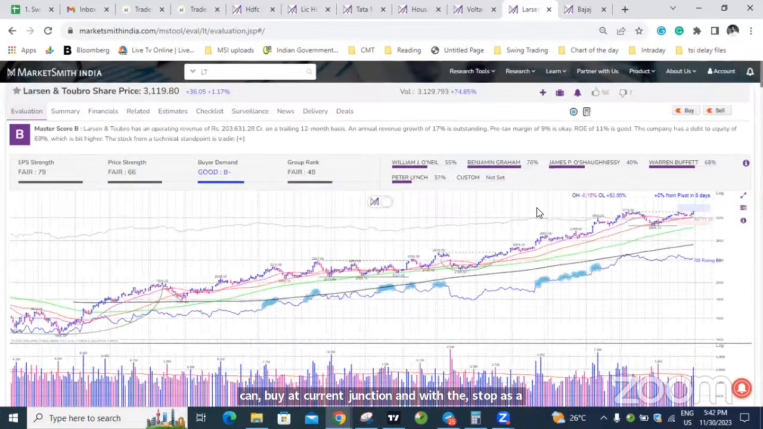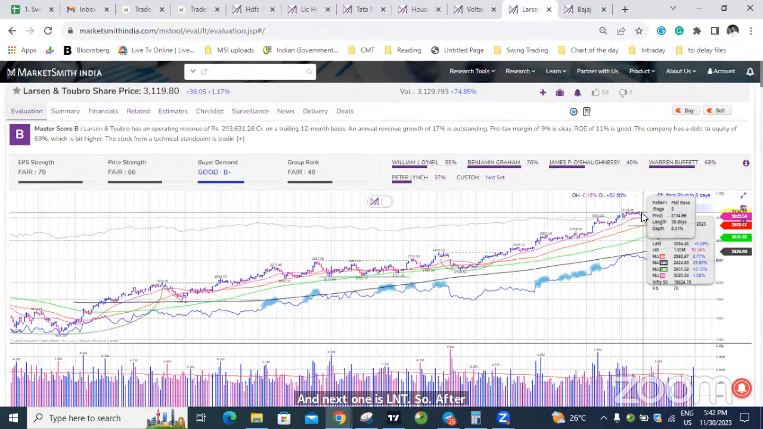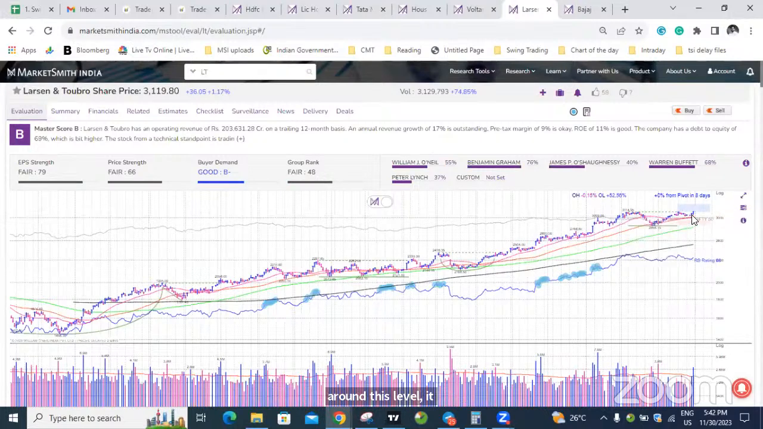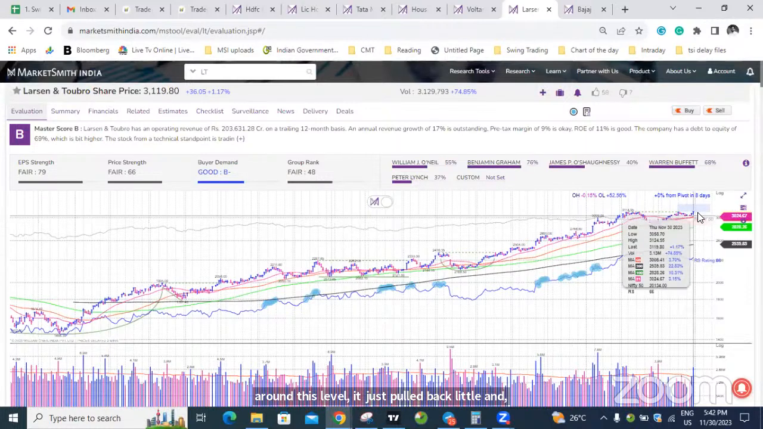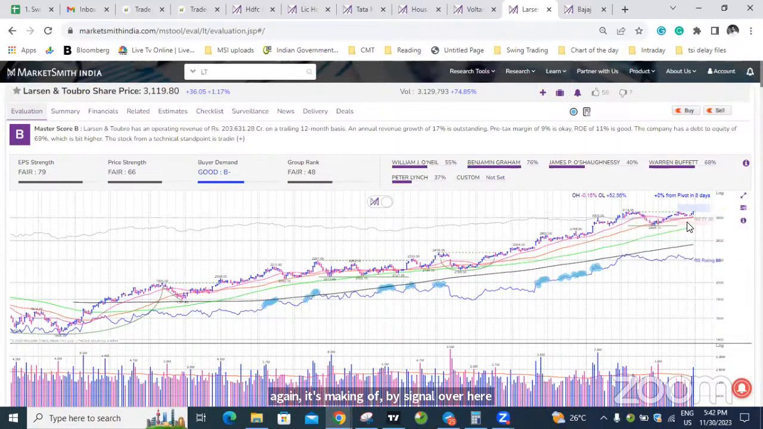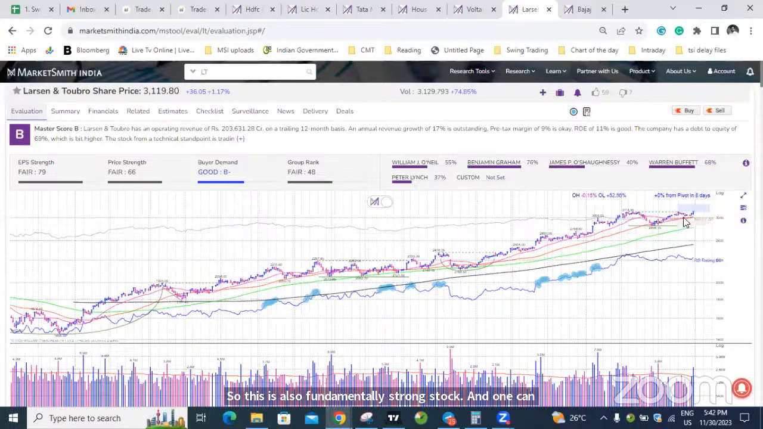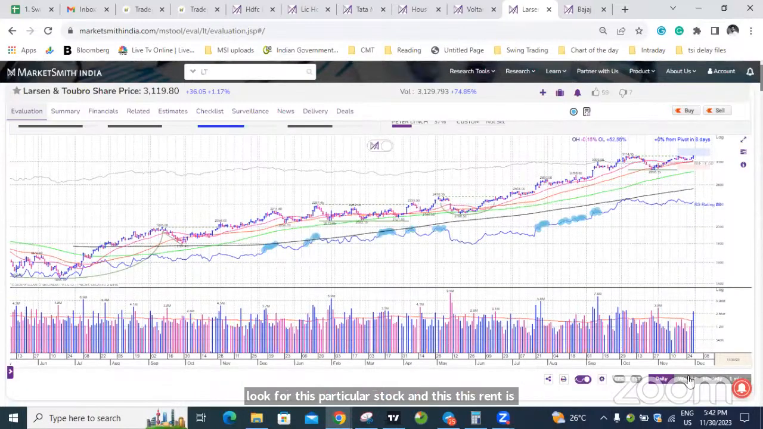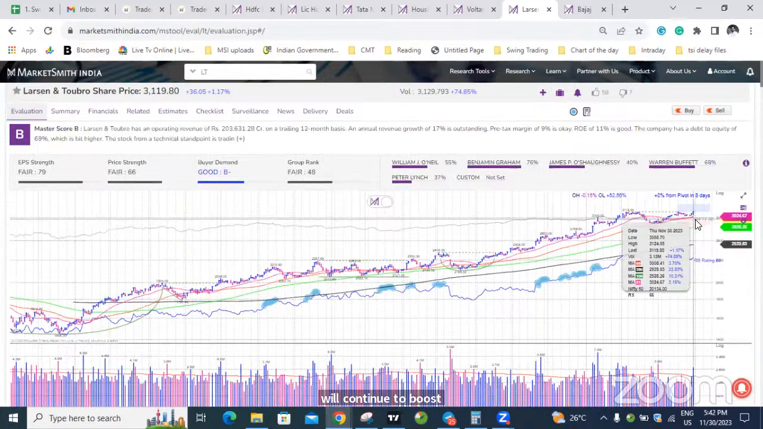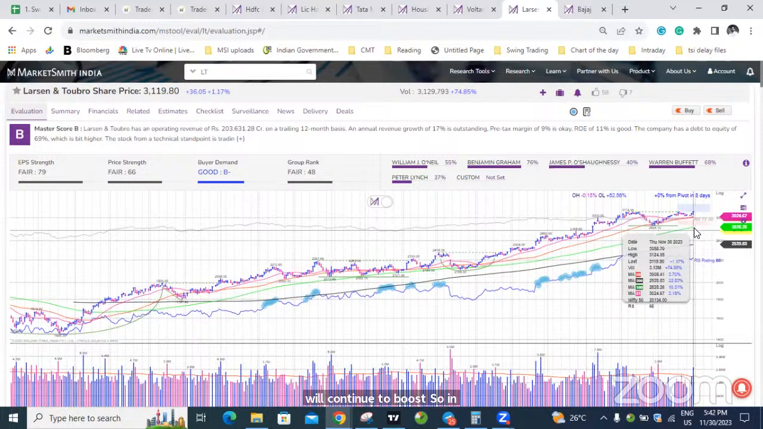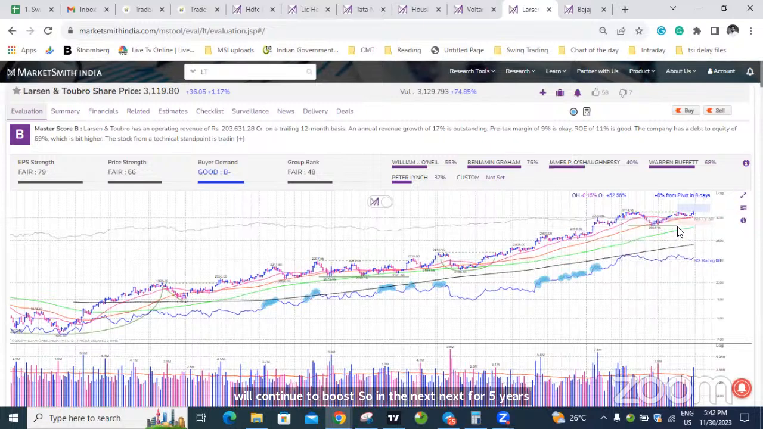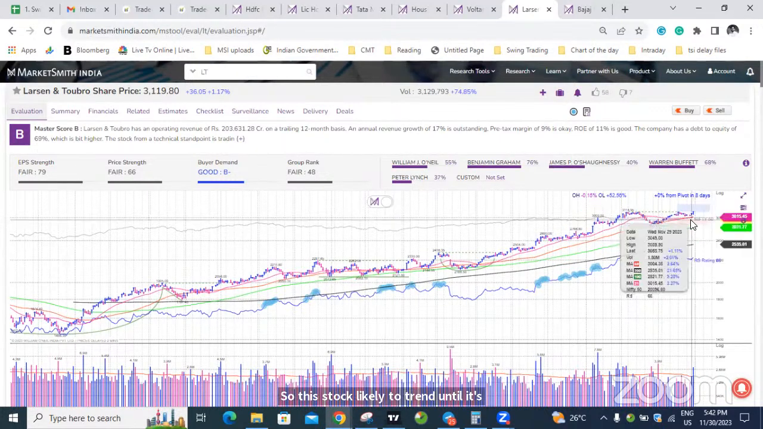And next one is L&T. After strong resistance around this level, it has pulled back a little, and once again it is making a buy signal over here. This is also a fundamentally strong stock, and one can look for it, as this trend is likely to continue in L&T. It is fundamentally strong, and upcoming infrastructure related things will continue to boost India. In the next 5 years, it is likely to benefit from this infra boost. This stock is likely to trend as long as it's trading above its 50 DMA.